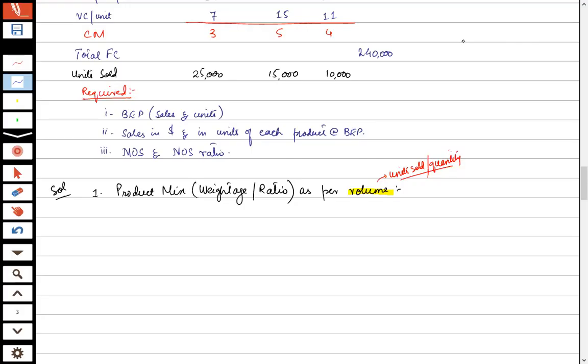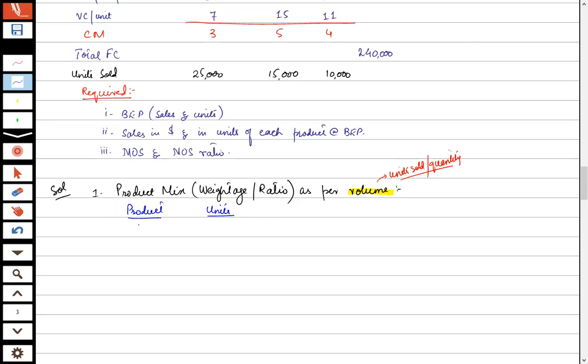Okay. Now, how many units are total units of all the products sold? It is 50,000. And now, if we want to calculate the percentage or weightage or the ratio of product A in the total, product B in the total, and product C in the total, can you calculate it? Yeah, sure. How? You just divide each of them by 50,000.